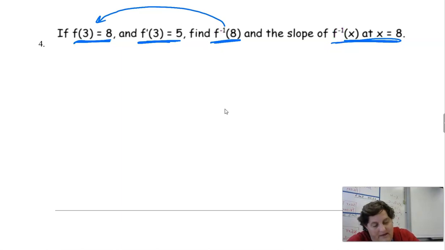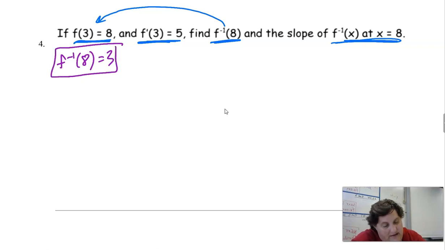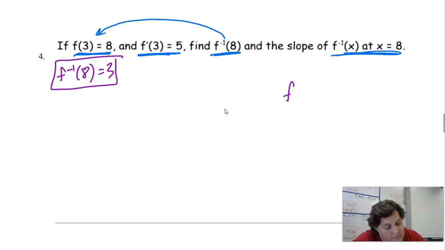All right. If f of 3 is 8, f inverse of 8 is 3. So we always take the original point and we switch the x and y, okay? So that's the first thing it asked me to find. Now it wants the slope of f inverse at 8. So it's basically asking me what's f inverse prime. I don't know, I'll put it out there, right?